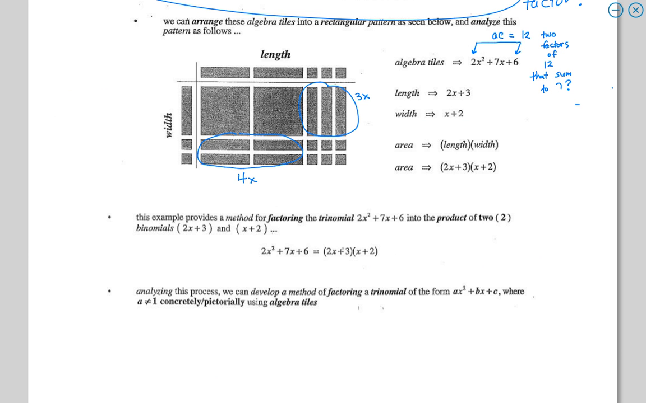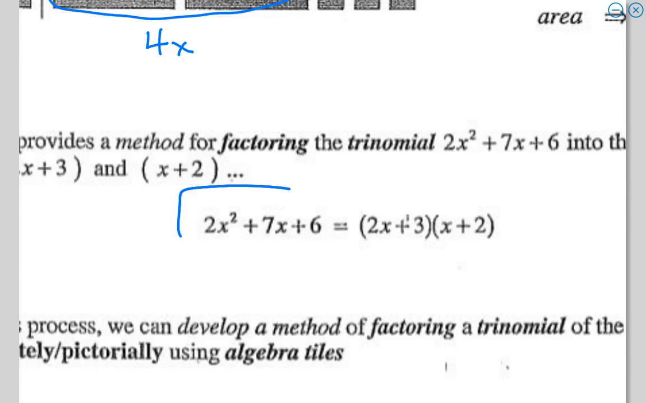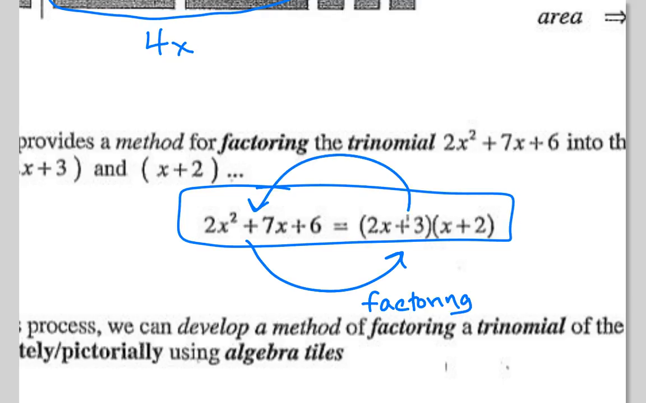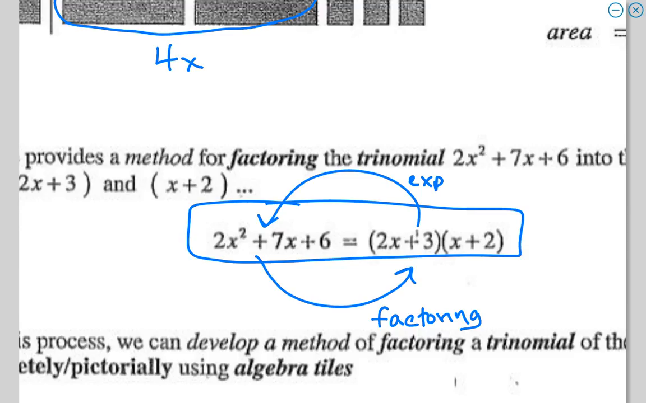And then here's the final answer. Just want you to make sure you notice this. This is the final answer. That's the factoring. So if you go this way, that's factoring. And if you go this way, that's expanding. They are inverse processes of each other. Make sure you understand that.